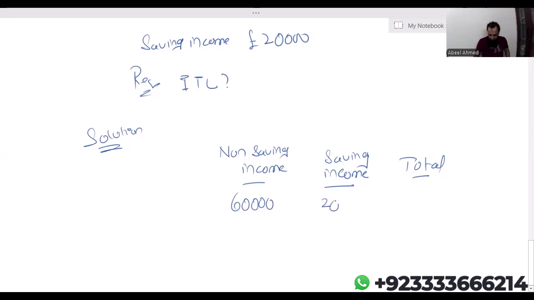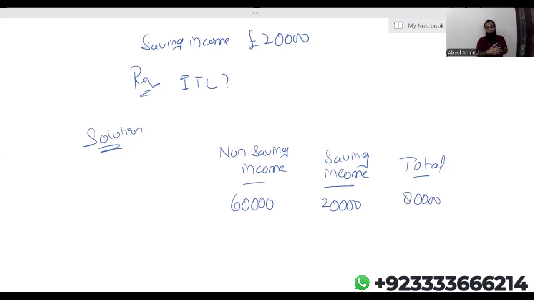Saving income is saving. So 60 plus 20 gives me 80. Directly, I cannot apply the tax rate. First, we have to deduct the personal allowance. Now, the question is, sir, this individual has income from two different sources. From where are we going to deduct the personal allowance? What is the rule? The rule is, first, you have to deduct the personal allowance from the non-saving income.